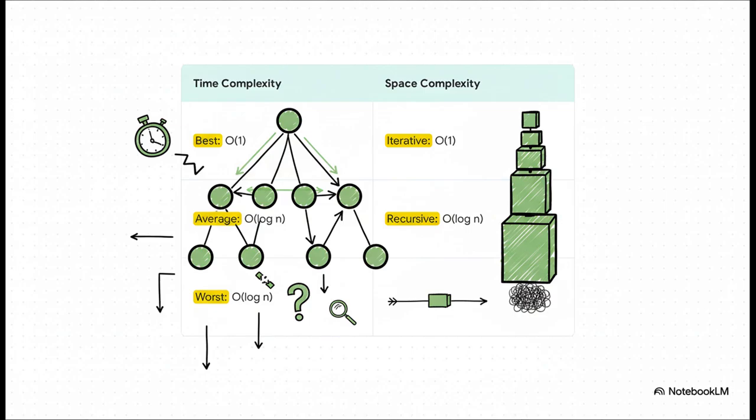So here's a quick breakdown of the complexity. The time it takes, as we've said, is O of log n for the average and worst cases. The best case? That's O of 1. That's if you get super lucky and the very first middle element you check is your target. And the space complexity is also excellent. The version we just walked through, the one that uses a loop, uses constant space, O of 1. If you write it recursively, where the function calls itself, it uses a little more space, O of log n, just to keep track of all those calls on the stack.